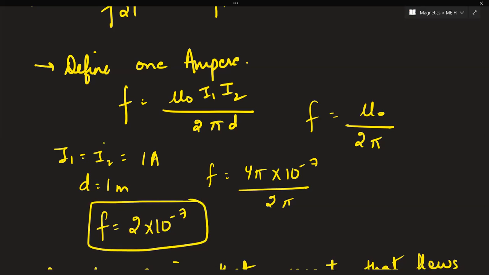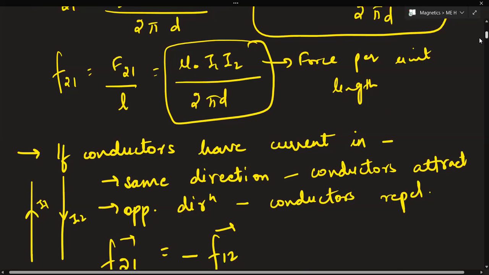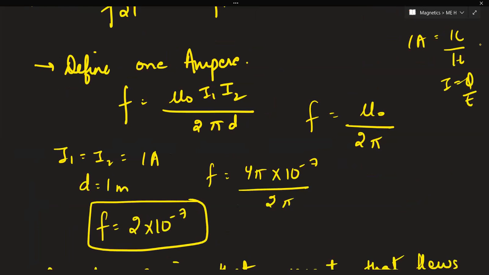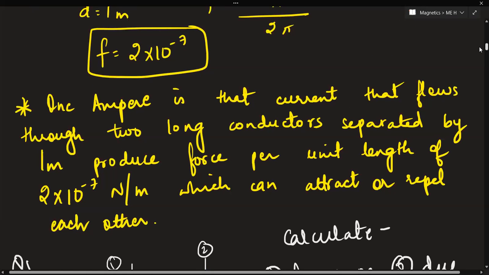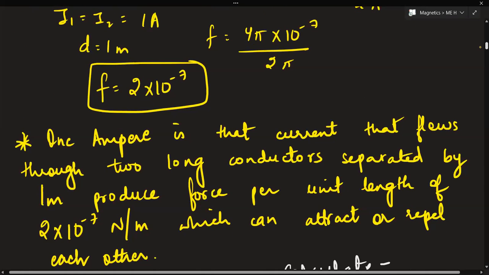So if the question comes, define 1 ampere for the force between two parallel conductors, means if it's 1 ampere from this section. Usually 1 ampere is what? 1 ampere is 1 coulomb divided by 1 second. I is equal to Q by t. That you will do. But if the question is asked to define 1 ampere, so 1 ampere is what? 1 ampere is basically that current that flows through two long conductors separated by 1 meter.